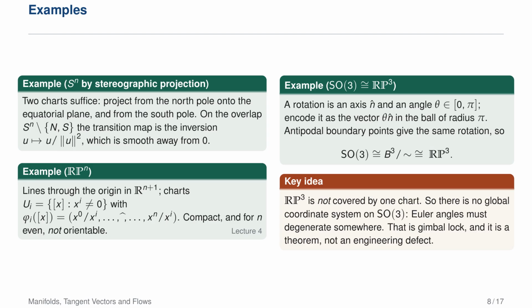Now the case we need. A rotation is an axis together with an angle between 0 and pi. Encode it as the vector theta times n hat, sitting in the ball of radius pi. Antipodal boundary points give the same rotation, so SO3 is real projective 3 space. And real projective 3 space is not covered by 1 chart. So there is no global coordinate system on SO3. Euler angles must degenerate somewhere. That is gimbal lock, and it is a theorem, not an engineering defect.